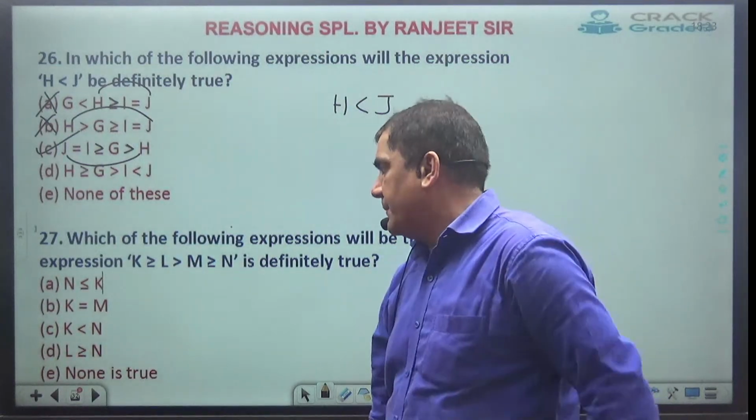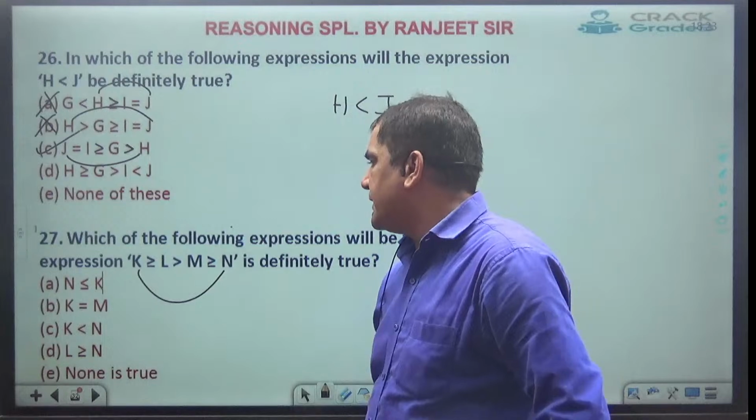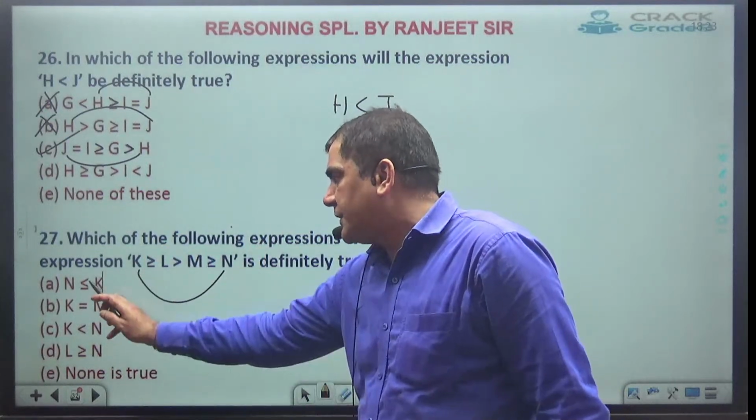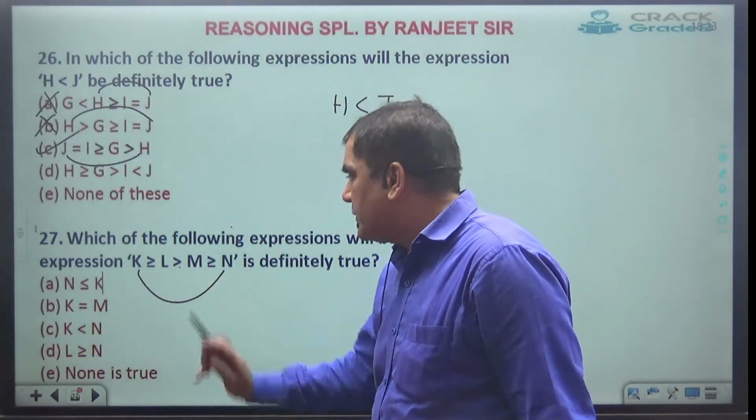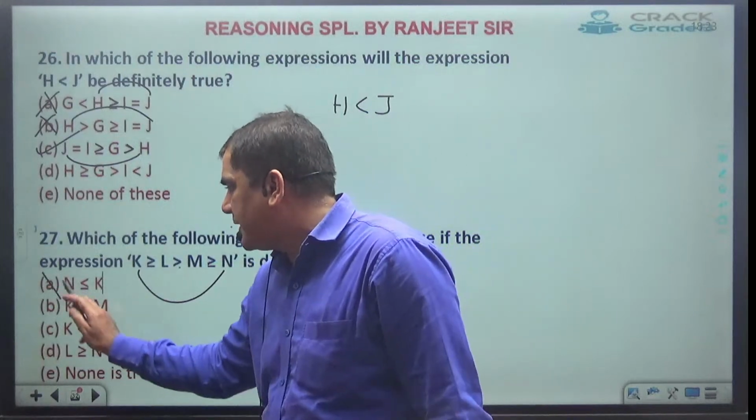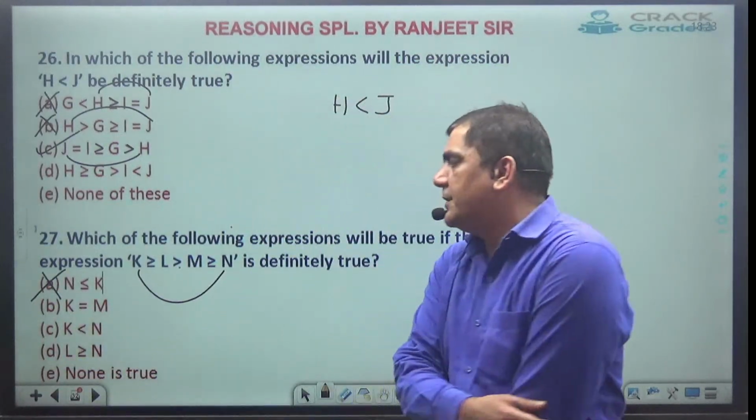First one, N and K. What can I say? All the faces are towards K. Absolutely okay. Equal to is not there, so equal to should not be over there. This is wrong.